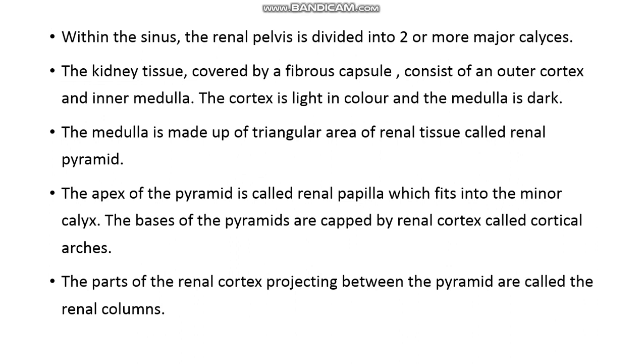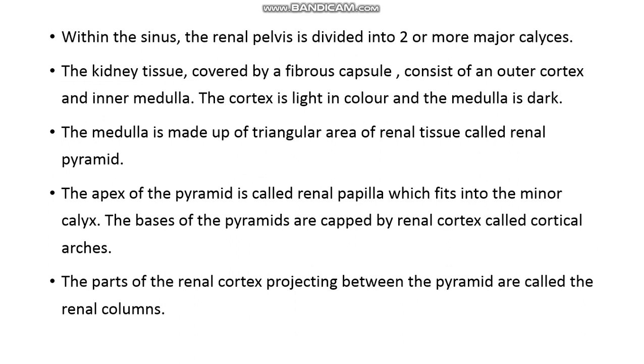So the whole kidney tissue is covered by a fibrous capsule, and that fibrous capsule contains two layers, that is an inner medulla and outer cortex. The cortex is light in color and the medulla is dark in color. The medulla, later I will explain with the help of a picture.